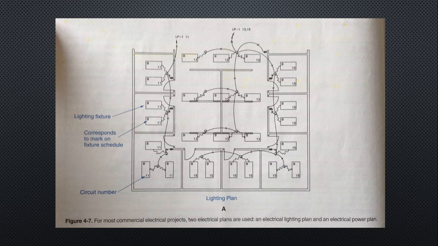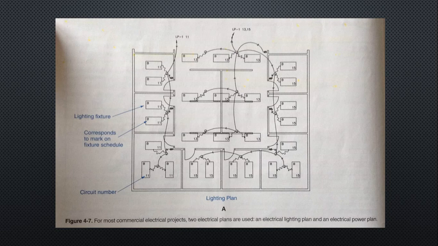Electrical plans. Electrical plans show the basic floor plan, walls, doors, windows, and stairs, along with the installed electrical devices. For small projects, a single electrical plan may be sufficient to show all of the electrical equipment and connections. However, for most commercial projects, two electrical plans are used. See figure 4-7.